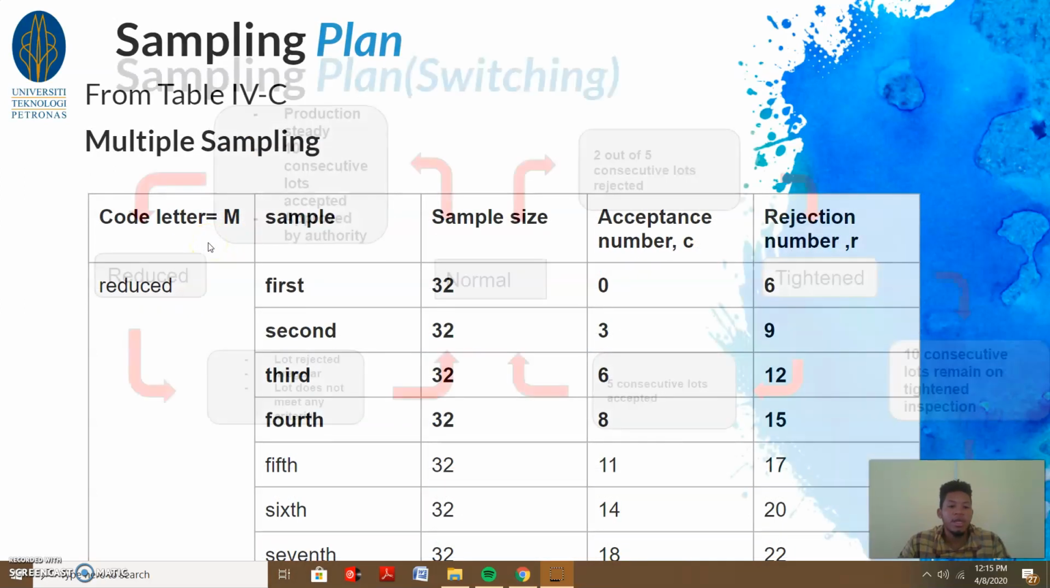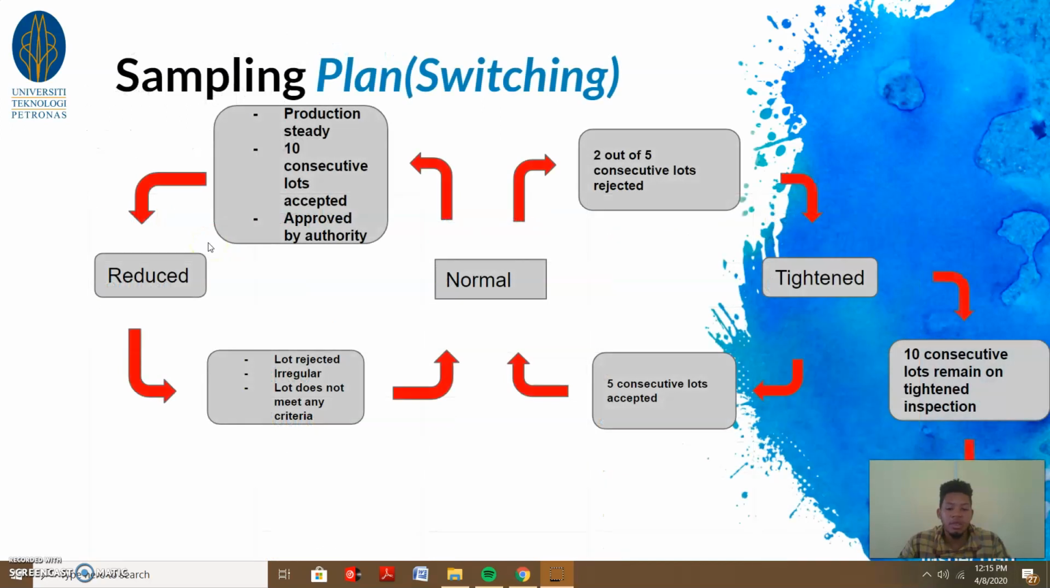So now let's discuss a bit on switching procedures. When normal inspection is in effect, tightened inspection is instituted when 2 out of 5 consecutive lots have been rejected on original submission. When tightened inspection is in effect, normal inspection is instituted when 5 consecutive lots or batches are accepted on original inspection.